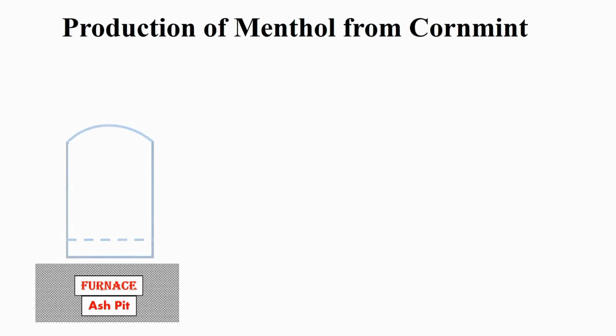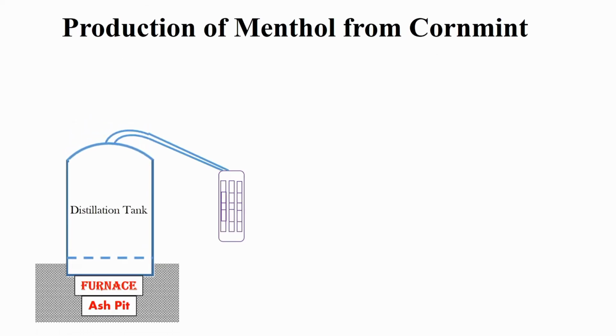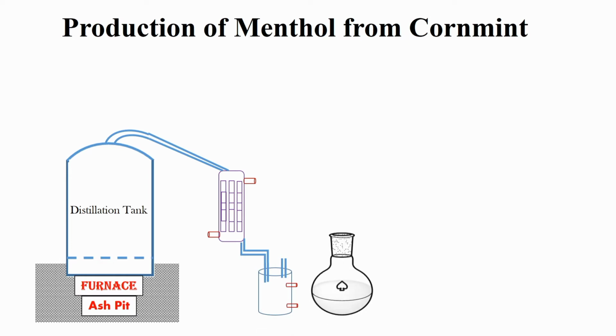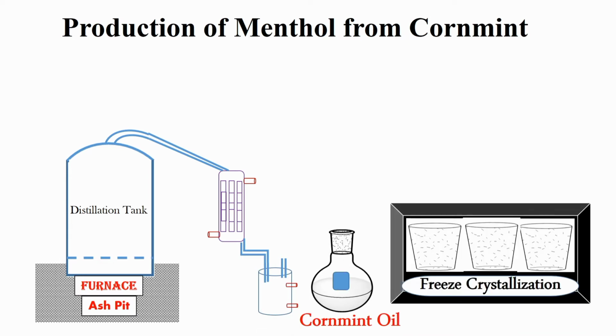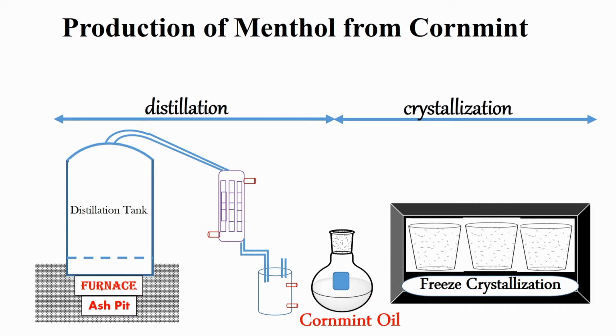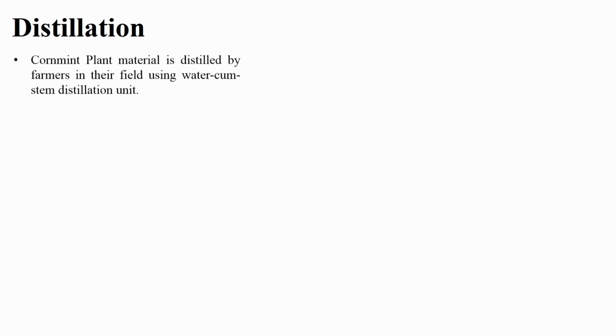The production of menthol from cornmint oil occurs through a number of steps. The entire process can be divided into two parts, that is distillation and crystallization. Coming to distillation, usually cornmint plant is distilled by farmers in their field using a water cum steam distillation unit. Distillation is also performed on a large commercial scale.